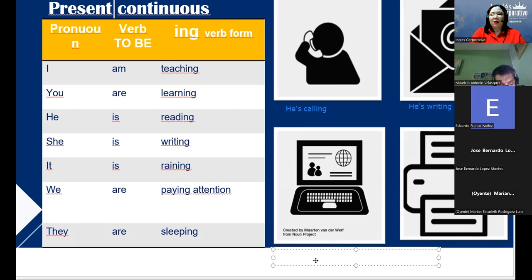Cuando escribimos en la computadora, hay otro verbo. ¿Cuál es el otro verbo? A ver si lo recuerdan. Writing usualmente es con la mano, ¿verdad? Typing. Typing, yes. Typing on the computer. All right. What about this one?